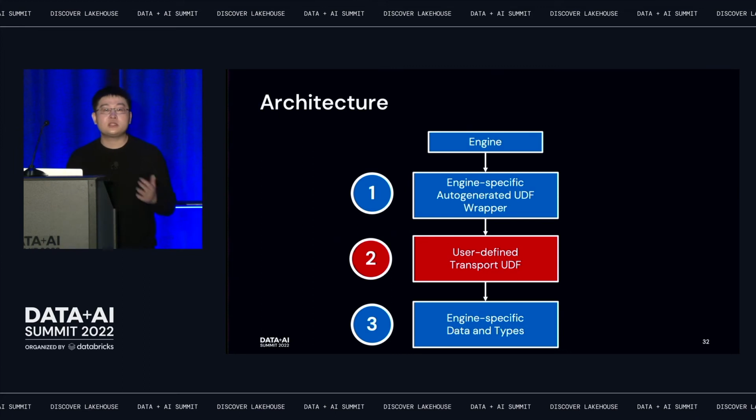It has two engine-specific parts, which are provided to users automatically by the Transport framework. One is engine-specific auto-generated wrappers. Those wrappers are for engines to call as native UDFs. The other is engine-specific data and type implementations. The implementation enables the UDF to interact with engine-native data type systems.